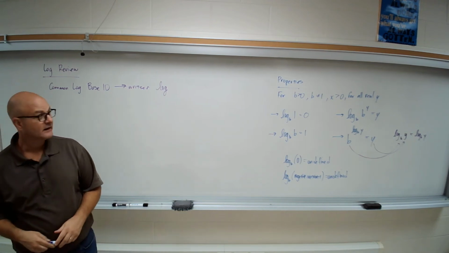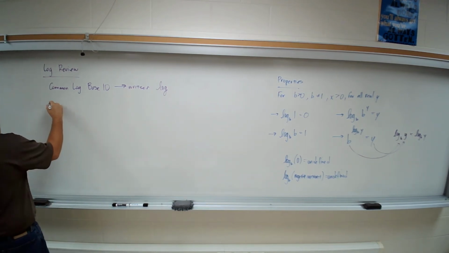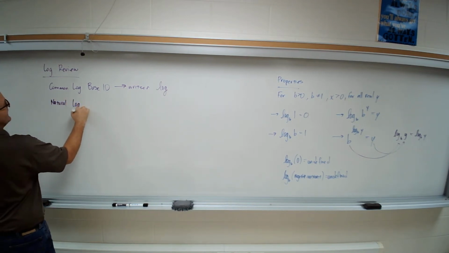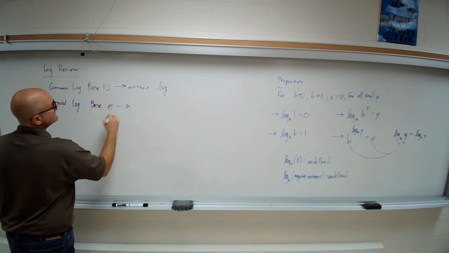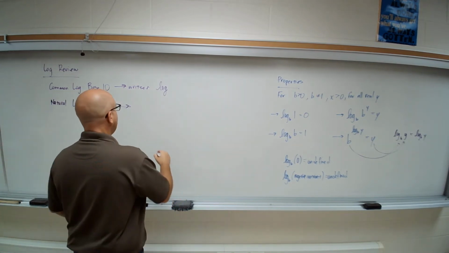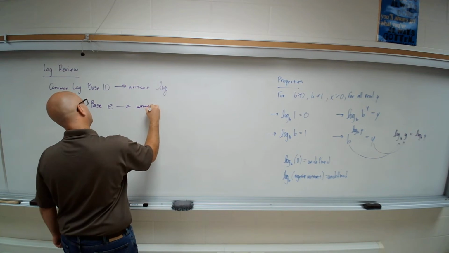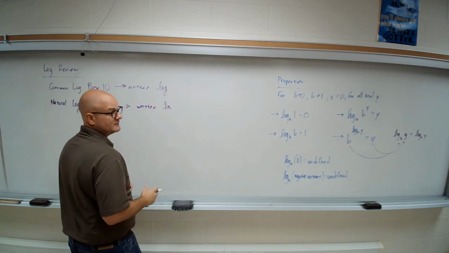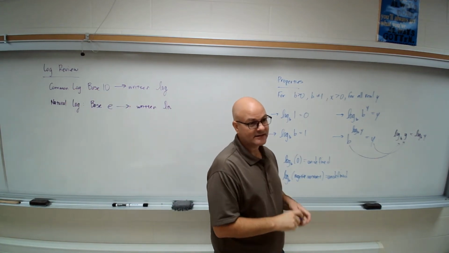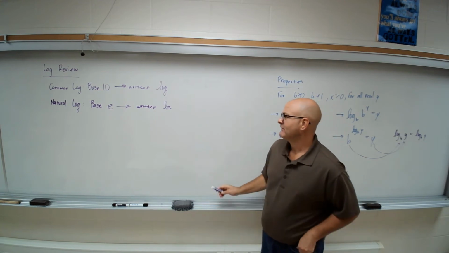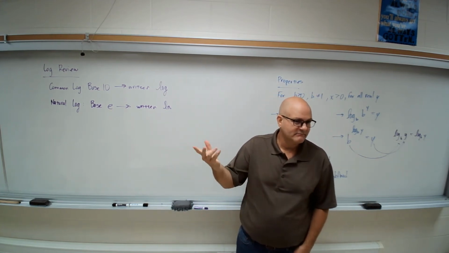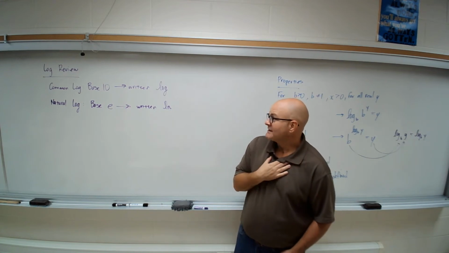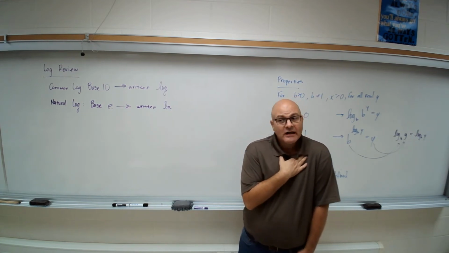Now, what's much more important to us in here is called the natural log, which is base e, and that's written as ln. It's an L, though. It's not an I. It's ln. It's like Logarithmus naturalis or something in Latin. That's why the L comes first. That's base e. That's a natural log.